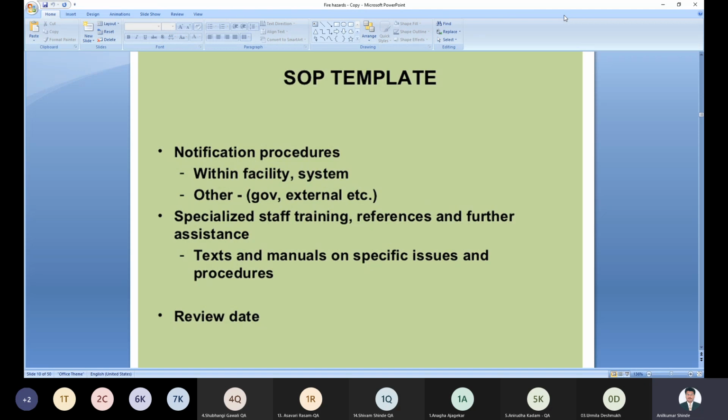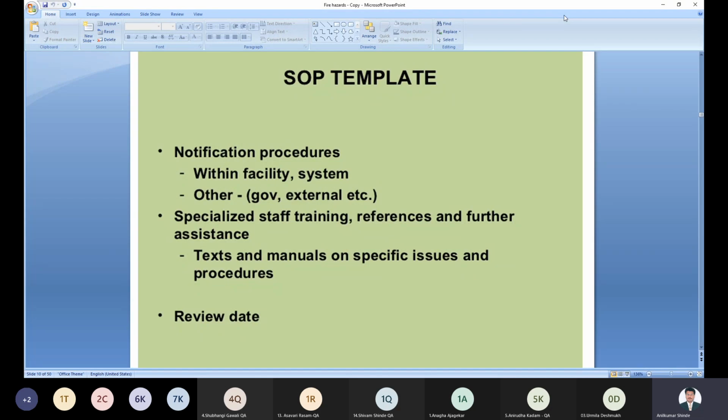So appropriate notification is given to the different employees on how to prevent fire within the facilities or in the system, or what the different guidelines of the government are, and what the different external organizations or NGOs are. These guidelines should also be provided to every employee, or every employee notified regarding the guidelines to prevent the fire. Specialized staff training is very important. So staff training on how to avoid the problem, how to avoid the fire, and after the fire, how to recover from it. That type of training should be given to the employees.